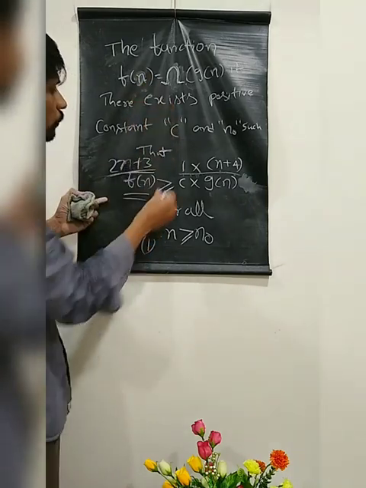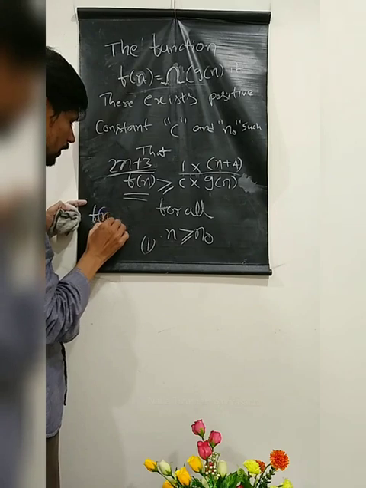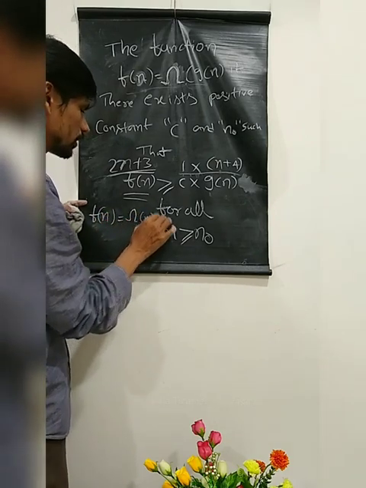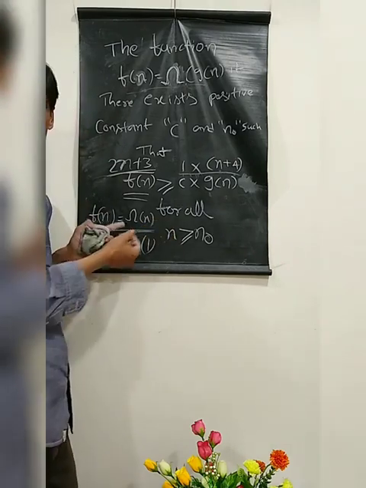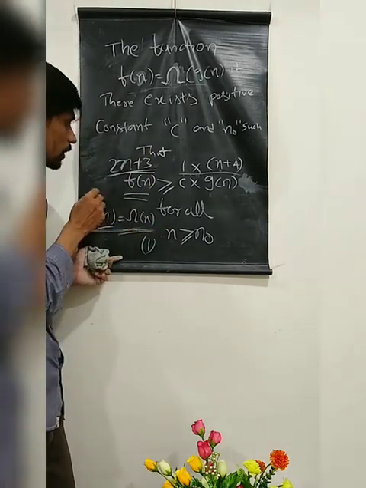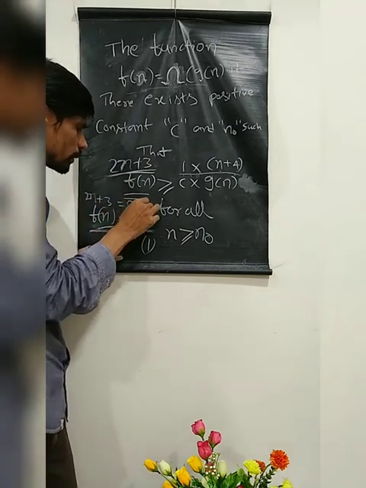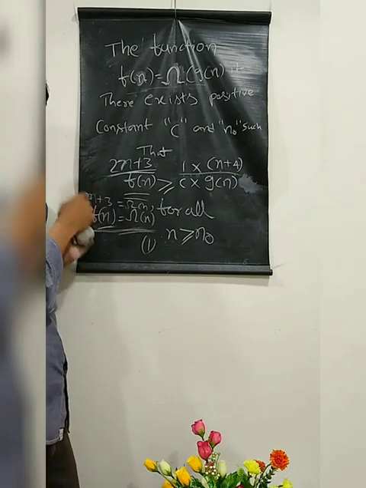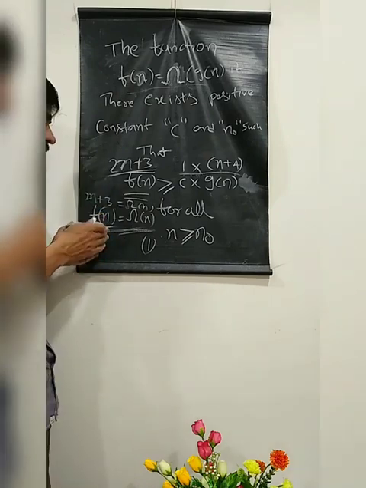So in our case, how can we represent this? My f of n equals big omega of n. That is what we came to the conclusion of before writing this, right? So for 2n plus 3, this is my big omega of n. We will say this is the lower bound of this function. This is not about worst case or best case or average case.